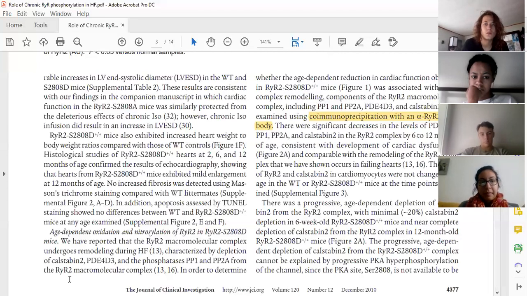All right. So they're not specifically grabbing the other proteins. They're just going to see what got carried along with the ryanodine receptor. And that's going to tell you about the state of the macromolecular complex at different ages, different disease states. Okay? Because we're looking at remodeling, which means you've got 4 proteins here that should be coming along with the ryanodine receptor. How does that change over time?